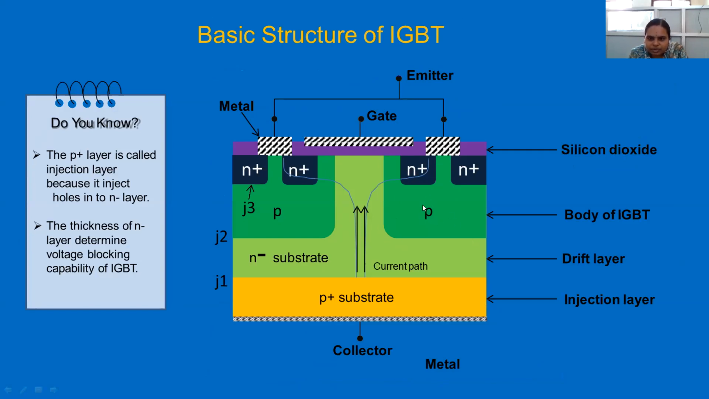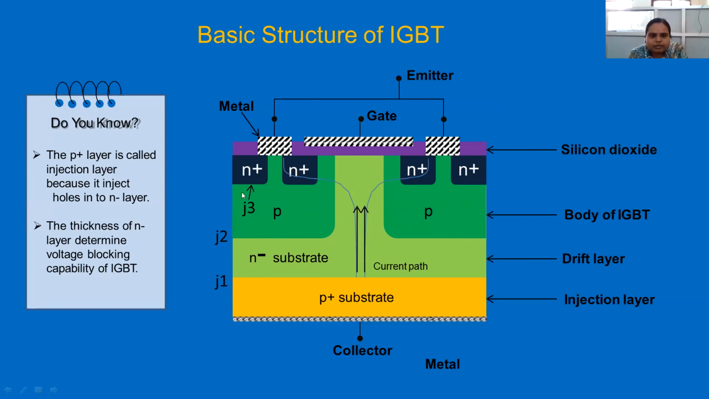Okay. That is, we take a P here, and here one more substrate is N and another is the P substrate. This P substrate we call an injection layer because the number of holes are going to be injected towards the source. Then this we call the drift layer. Then this whole part is called the body of the IGBT. Then this is our silicon dioxide layer. This whole structure is in terms of a VLSI structure.